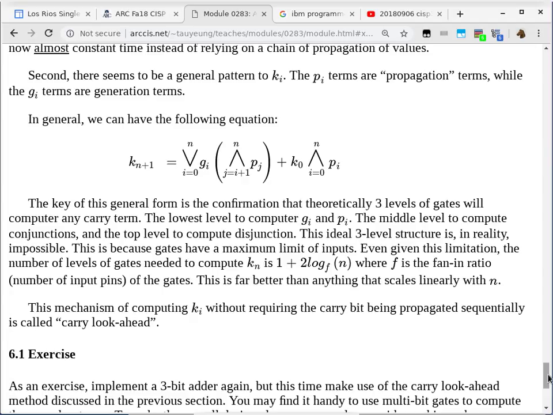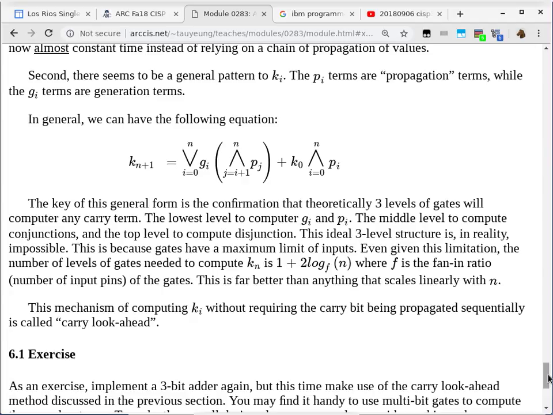Exactly. If you generalize and look at k(n+1) in this expression, you can see how it only relies on the g terms, the p terms, and k0. How much time does it take to compute a single p bit? How many gates do we need to go through to compute a single p term? One gate, right? Because a p term is the disjunction, the OR, between the x and the y. What about g terms? How many gates do we need to go through to compute a single g term? One gate, an AND gate, right?